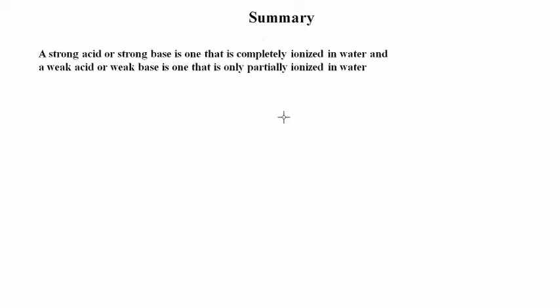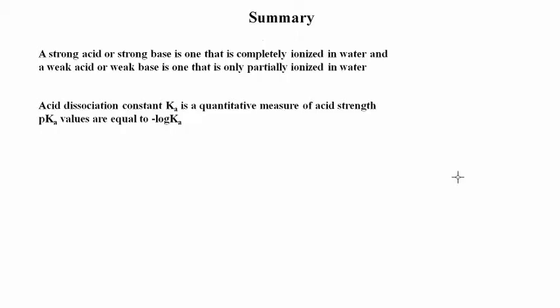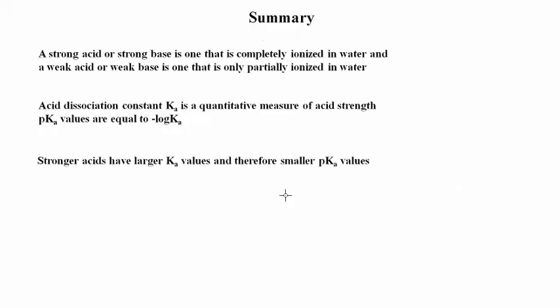Moving into acid dissociation constants, pKa's, and strengths of acids and bases. We know that strong acids and strong bases completely ionize in water, whereas weak acids and weak bases only partially ionize. We know that the acid dissociation constant, Ka, is a quantitative measure of acid strength, and acid strengths are generally reported as pKa values, which are the negative log of the Ka.